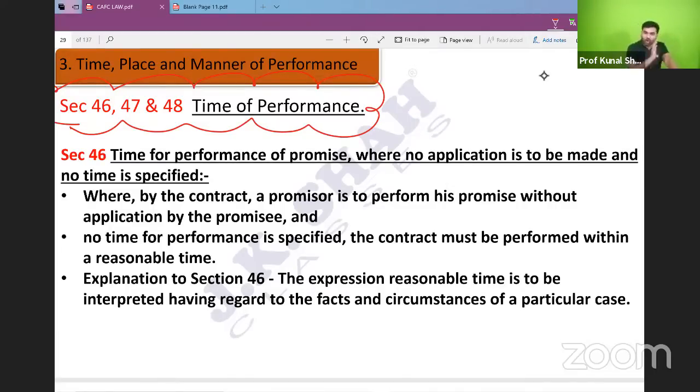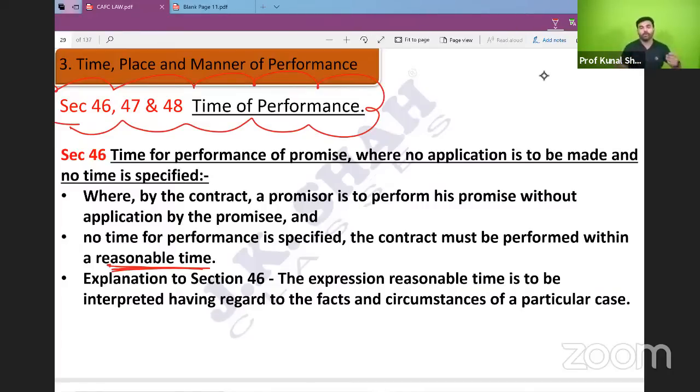Now, law says the promisor will perform when the promisee demands. If the promisee is not demanding and the time of performance is also not given, then when will the promisor perform? Law says in that case, the promisor will have to perform within a reasonable time. So if the time of performance is not given and the promisee is not going to demand performance, the promisor will perform the contract within a reasonable time.